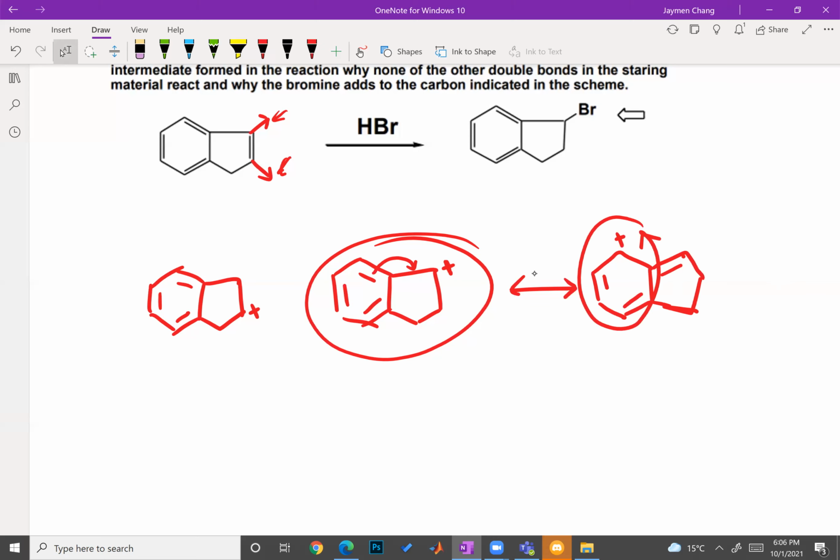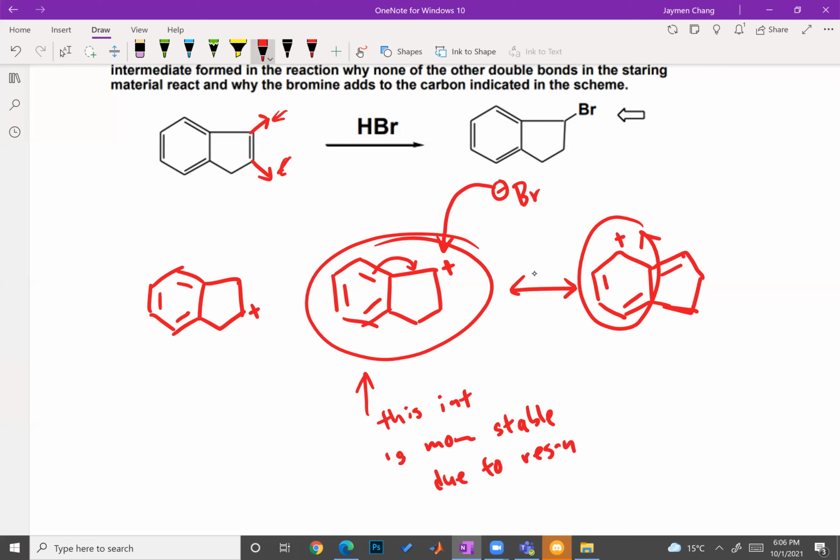how this reaction works, it's a hydrohalogenation reaction or acid catalyzed addition to an alkene. We'll take this minus charge and it's going to add to this position, hence why we get this. So in our explanation or rationale, we'll say that this intermediate is more stable due to resonance slash aromaticity.